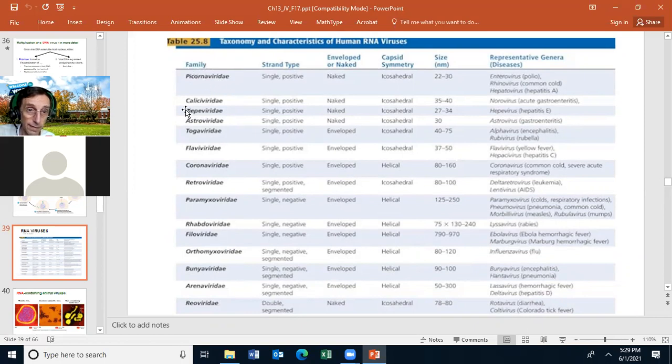The herpes viruses, we've talked already a little bit about them. Coronaviridae, that's the one that causes COVID-19. We'll talk about that in about 3 slides. The retroviruses, we'll talk about that in 3 or 4 slides. The Paramyxoviridae causes a number of very common childhood illnesses.